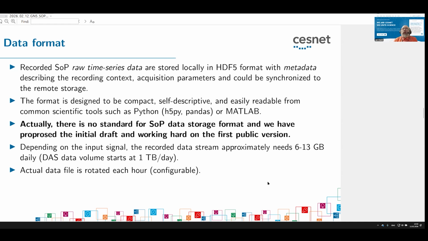Depending on the input signal, the SOP data stream is 6 to, let's say, 13 gigabytes daily. And it is a big difference when you compare it with DAS data, because there is perhaps some lower limit, 1 terabyte per day. I'm pretty sure, sorry, it would be even more. An actual data file is rotated each hour. You can configure it. And by rotated, we mean just renaming. It's not deleted, because you do not want to work with a file which is 1 terabyte, but I think even 1 gigabyte is really difficult to work with.